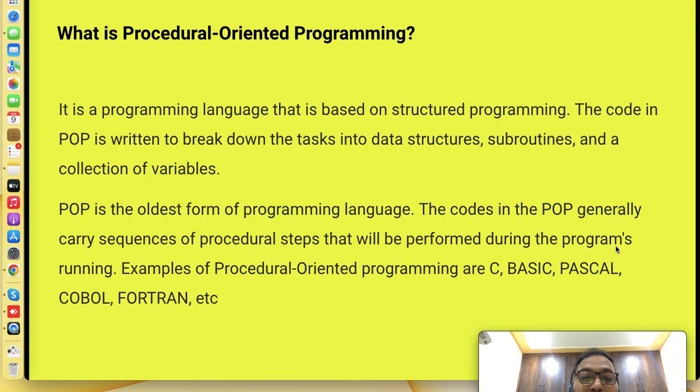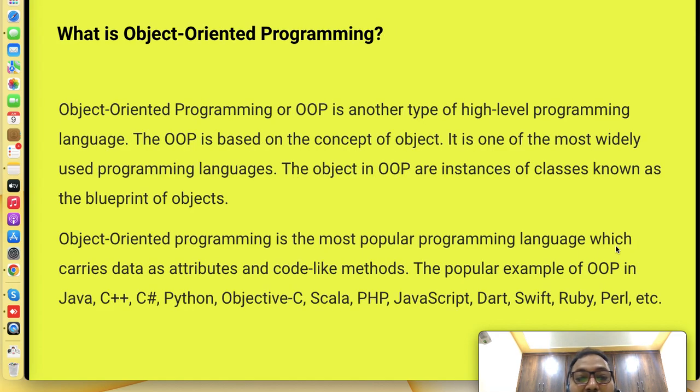What is procedural oriented programming? It is a programming language that is based on structured programming. The code in POP is written to break down the task into data structures, subroutines, and a collection of variables. POP is the oldest form of programming language. The code in POP generally carries sequences of procedural steps that will be performed during the program's running. Examples of procedural oriented programming are C, Basic, Pascal, COBOL, Fortran, etc.